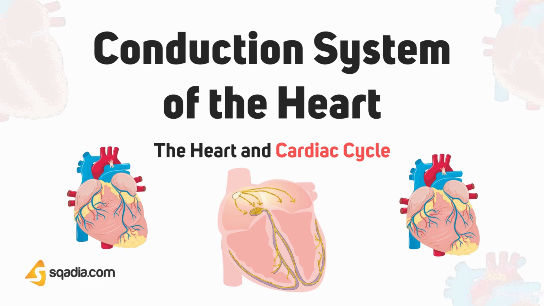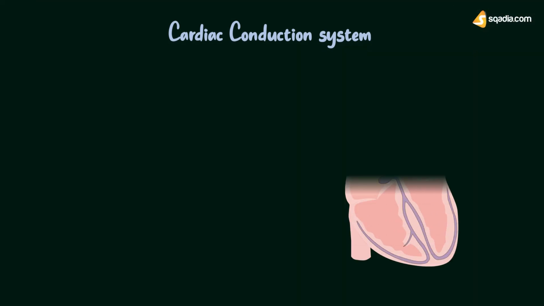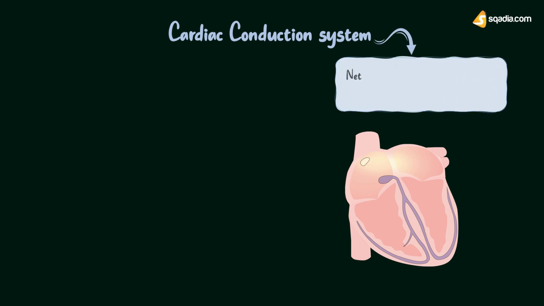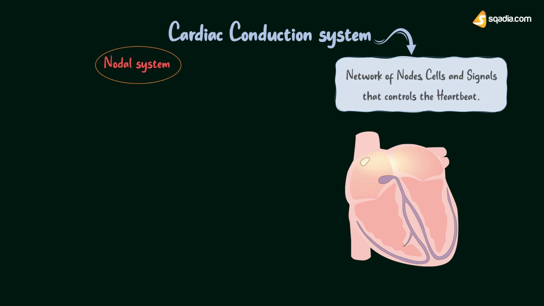Now, this section will help you understand the conduction system of the heart. Let's have a look. The conduction system of the heart is the network of nodes, cells, and signals that controls the heartbeat. Each time the heart beats, electrical signals travel through the heart. This signaling is coordinated by the cardiac conduction system.